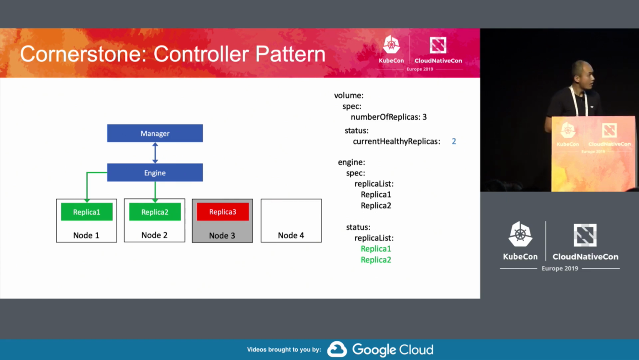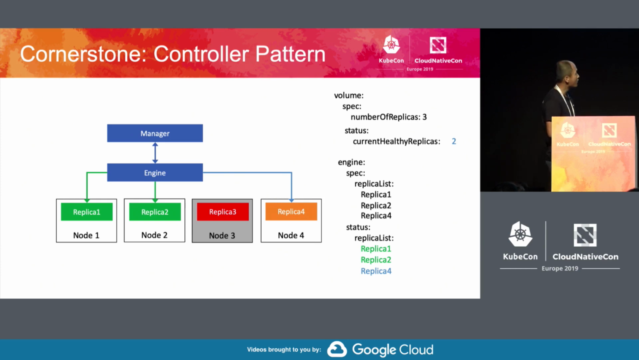But as you notice, the number of current healthy replicas in the volume status has been reduced to 2, because we lost 1 healthy replica. So the manager decides that, yes, there's a 1 replica difference between what we have right now and what we desired, so we're going to create another replica. The manager found another node, node 4, which is available and has suitable space, so it creates replica 4 on node 4. After replica 4 starts up, the manager adds replica 4 in the engine's spec, and the engine receives the spec and says, okay, I'm supposed to have replica 4 but I don't have it now, so I'm going to add replica 4 in my status.